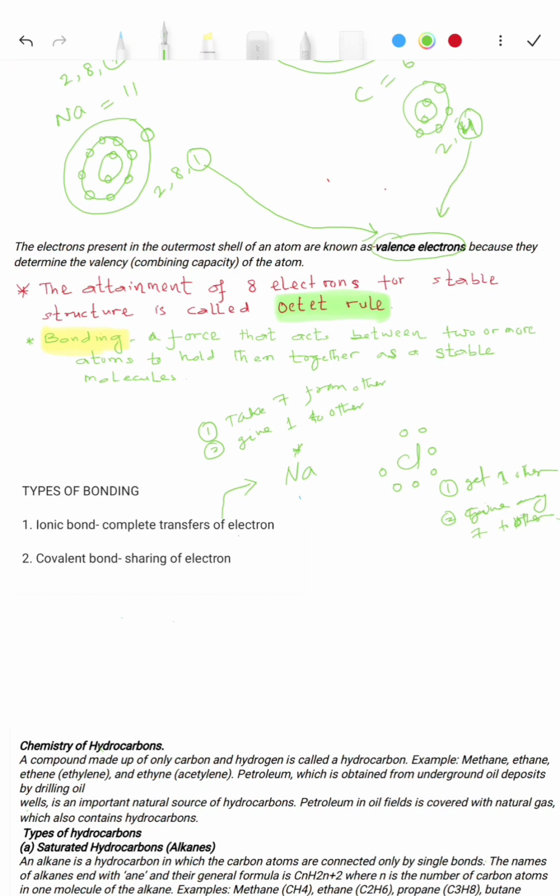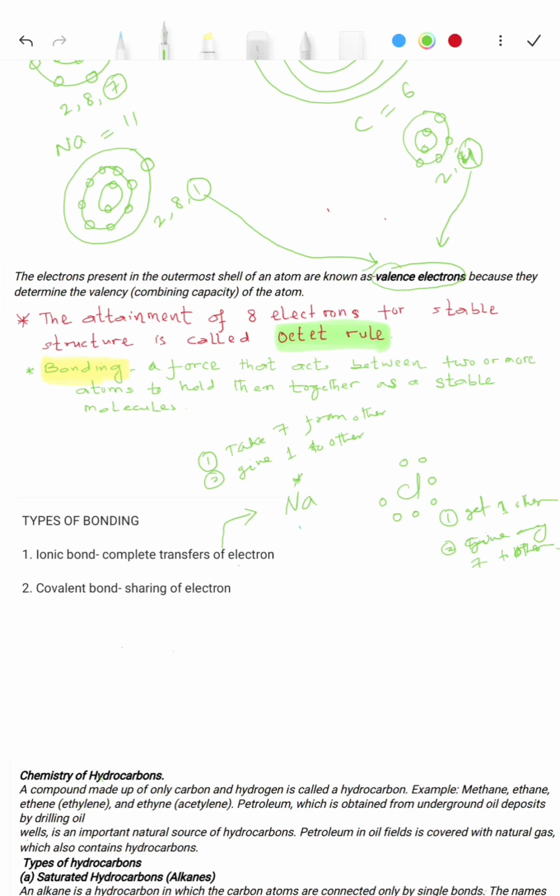So what happened? In reality, for sodium, taking 7 from others is too difficult. From the human perspective, sodium would have to spend a lot of money to get 7 from others. In order to get 7 from others, it needs lots of energy to spend, which is not possible for sodium. On the other hand, giving away 1 to others is much easier and cheaper. That is why sodium follows the second option. Chlorine is the same: getting 1 from others is much easier than giving away all 7.